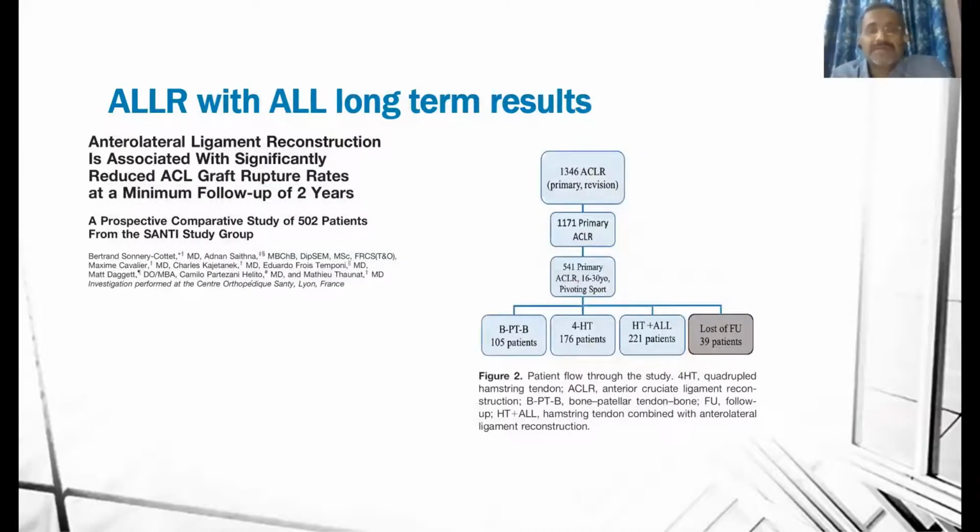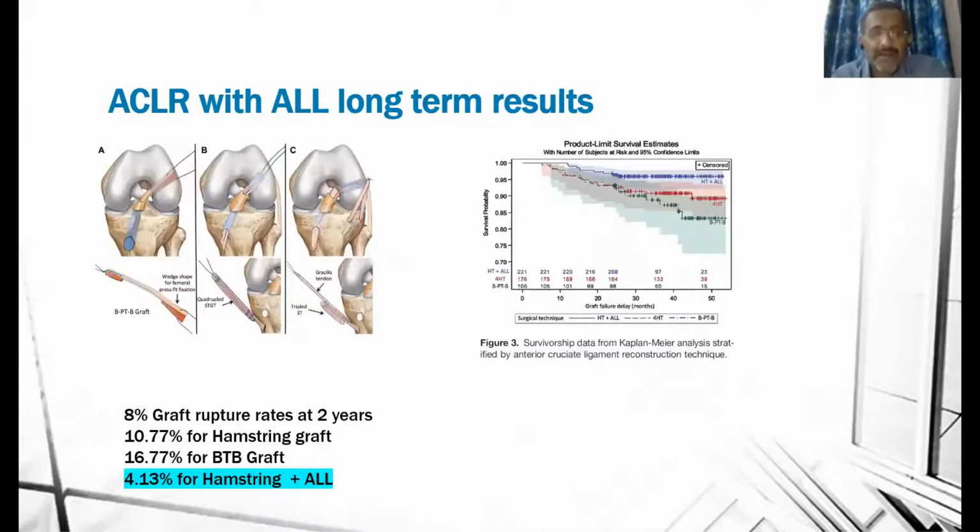So what are some of the results of ALL? The Santi group in France have been doing this for quite a long time, and they've done this study. They did an ALL with hamstring tendon and compared it with normal ACLR combined with ALL. They found the graft re-rupture rate decreased. It is 8% with just ACLR, and if you combine it with hamstring ALL, it reduces by almost half.